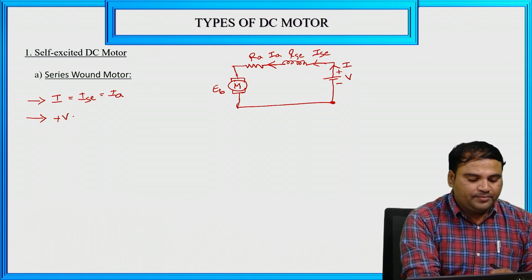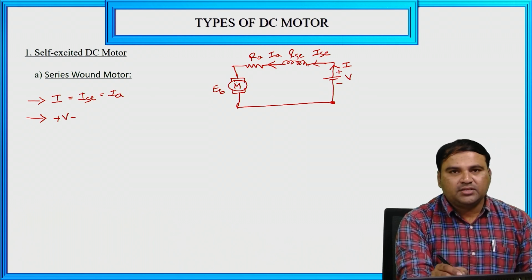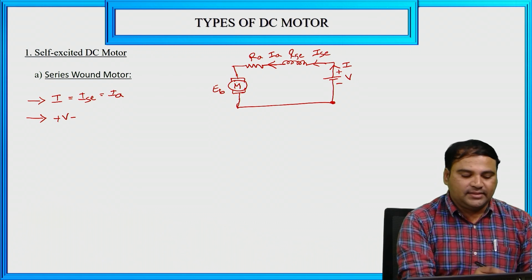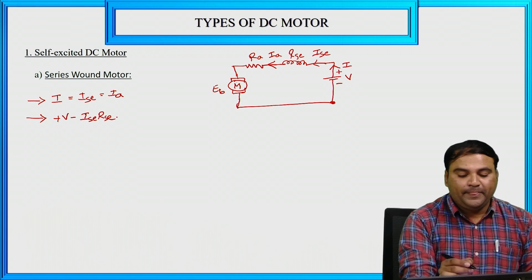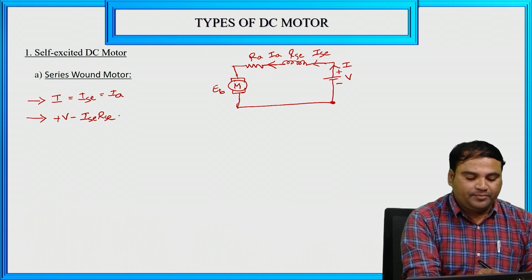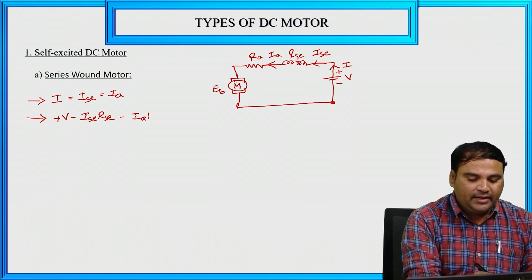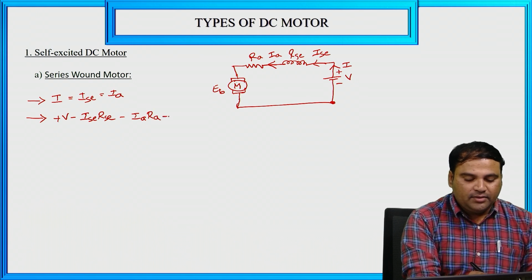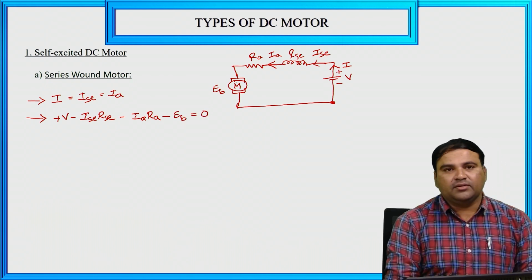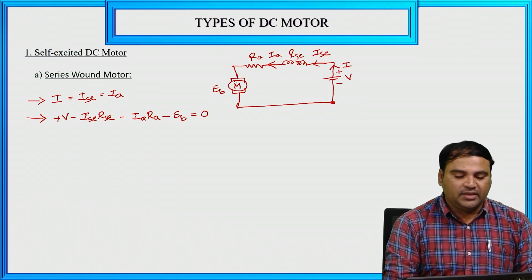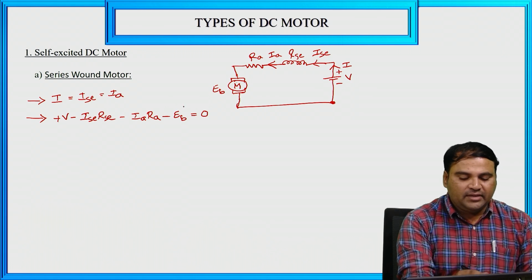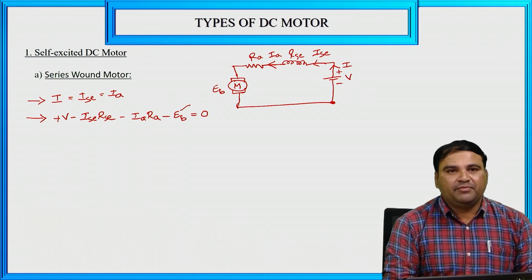So plus V minus voltage drop across RSC, that is ISC into RSC, and voltage drop across RA, that is IA RA, and voltage drop across this motor, EB, that is equal to 0, or the EMF developed by the motor, EB, is equal to 0. Now by using this equation, we have to calculate the back EMF of the DC motor.